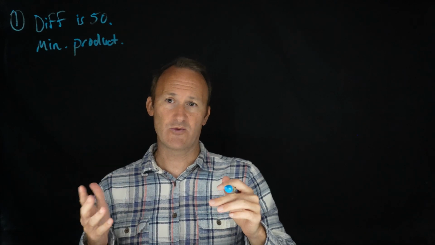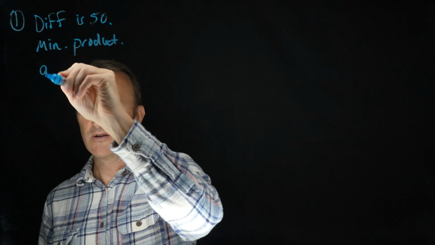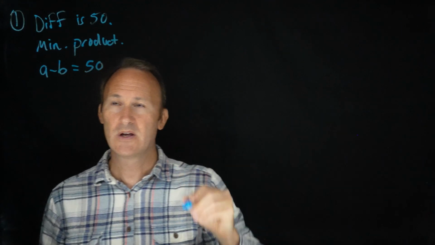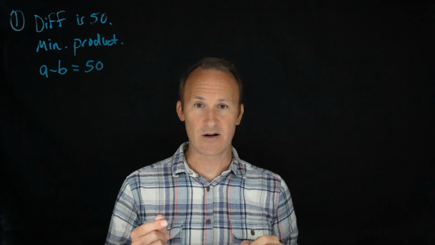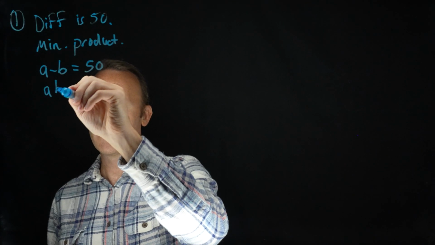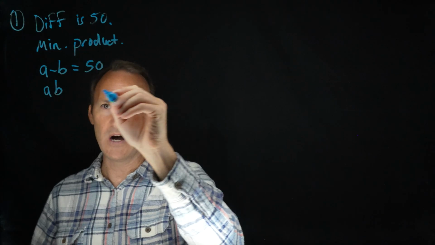So the difference between two numbers is 50. That's pretty straightforward. We say a minus b, those can be our two numbers, is 50. Now we want to minimize their product. And it's clear that their product is going to be a times b. So this is what we want to minimize.